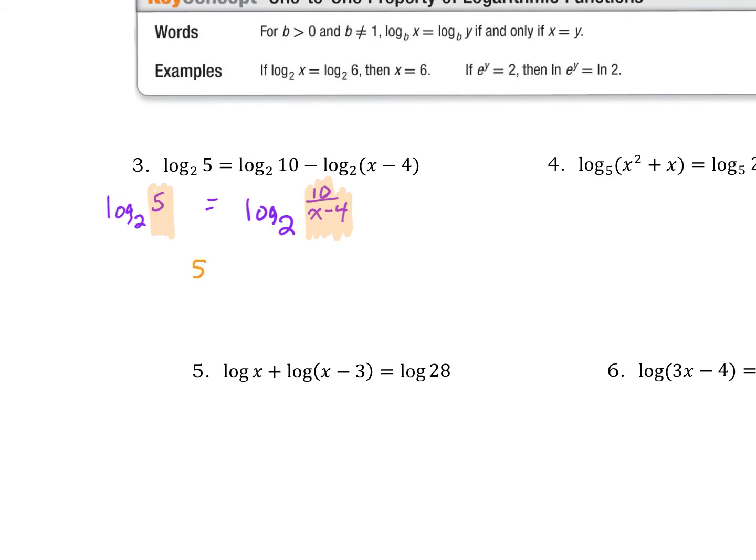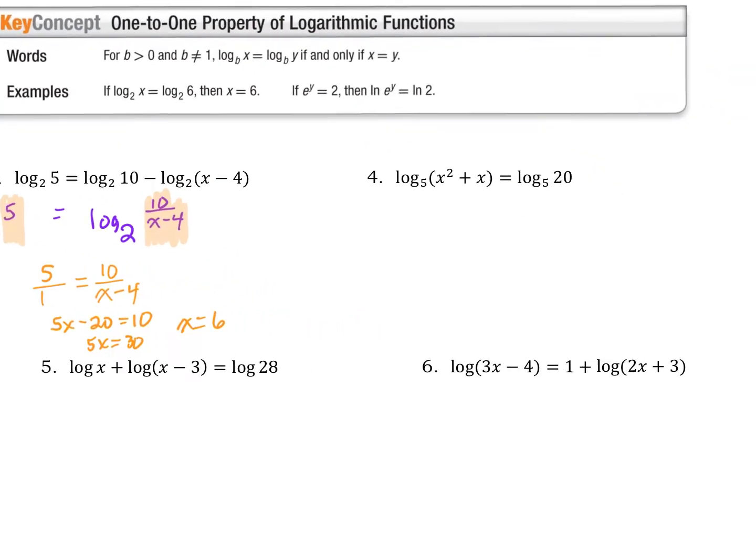So I think for convenience sake, to help you see how we would solve this one, because there's a little bit of a trick on this, we're going to set that equal to each other, and I'm going to write the 5 as 5 over 1, just to help us see that we're going to cross multiply here. So we're going to do 5x minus 20 is equal to 10. So we get that 5x is equal to 30, or that x is equal to 6. So that's the one-to-one property. The log of something equals the log of something, then those somethings have to be equal to each other.